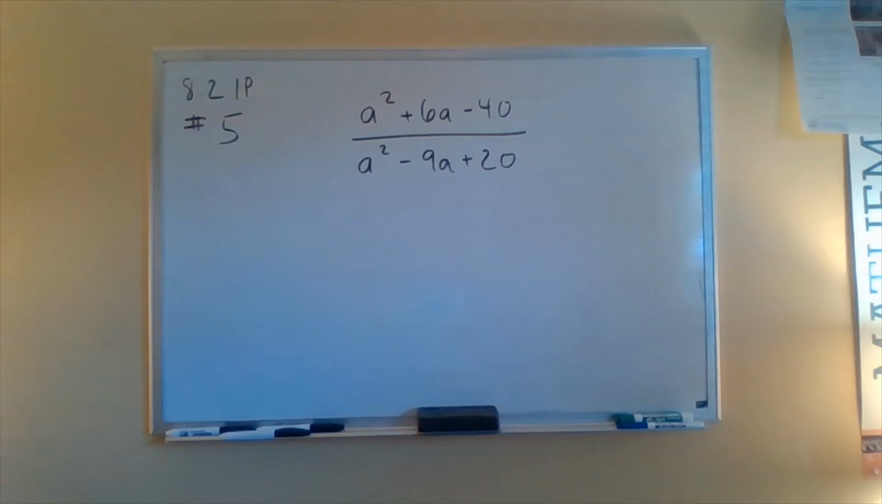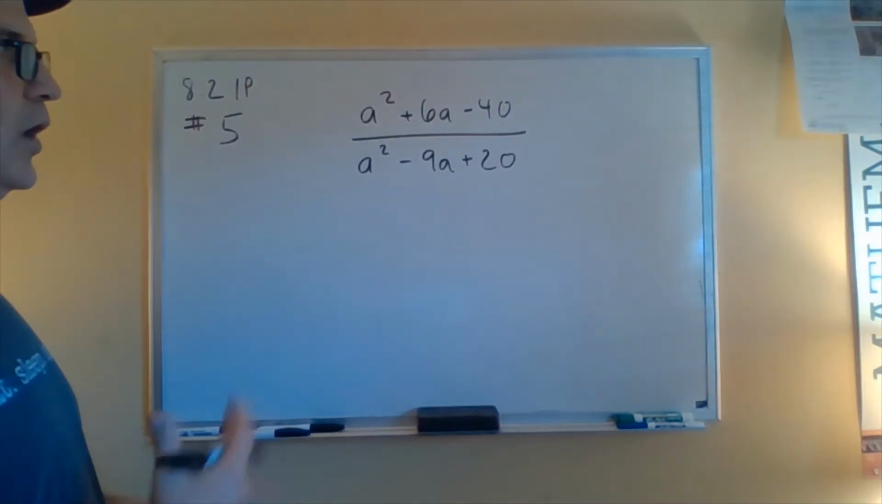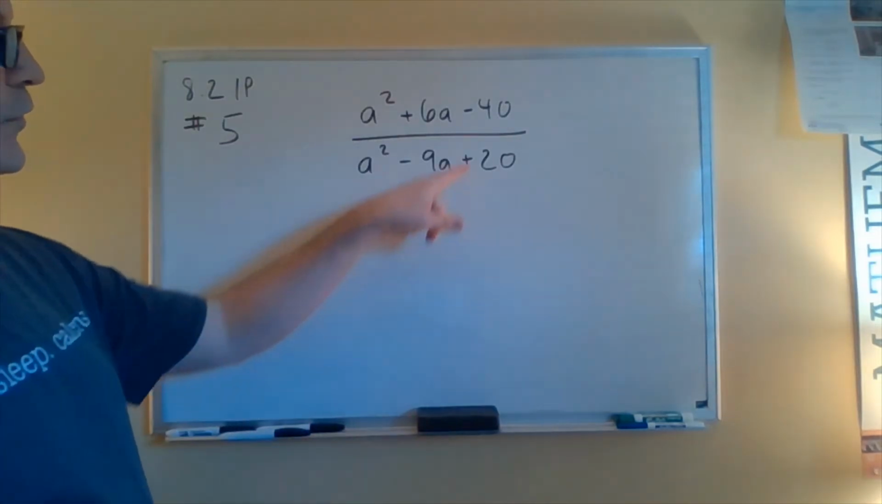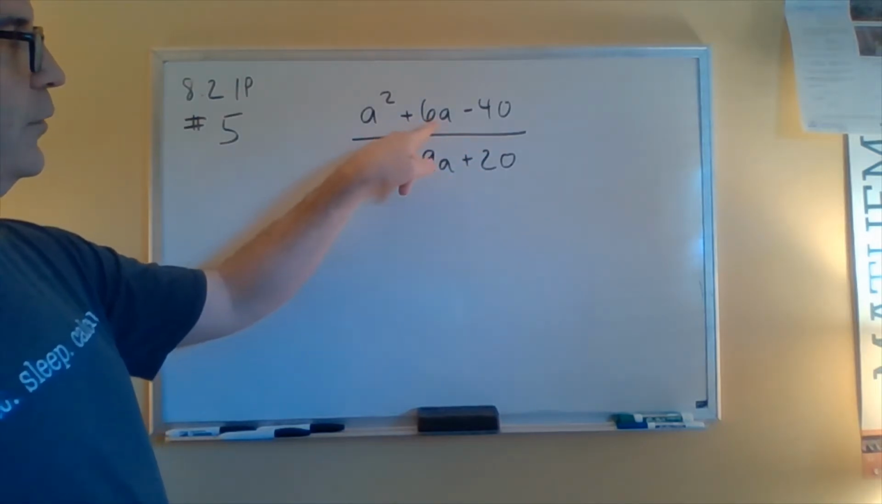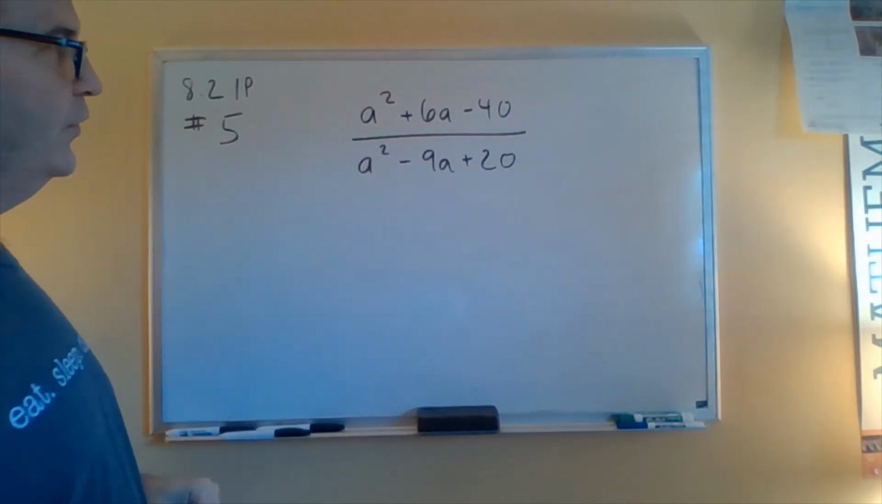Okay, number 5, we're given trinomials in our numerator and denominator. We've got the rational expression a squared plus 6a minus 40 over a squared minus 9a plus 20. Both of our trinomials have a leading coefficient of 1, so it leads me to believe we can use that diamond problem method we had. We're looking for two numbers that multiply together, in the numerator's case, to negative 40, and add together to positive 6.